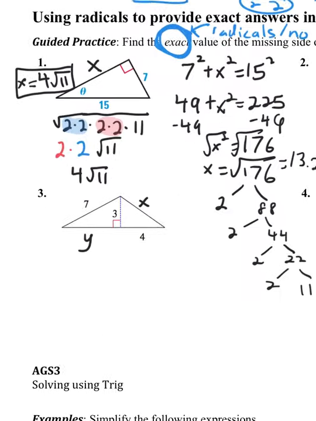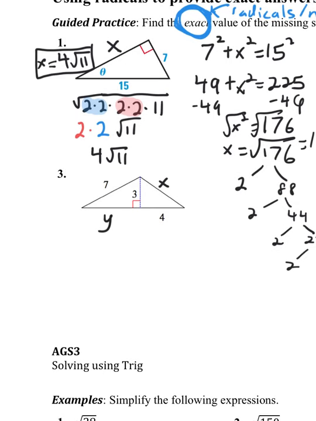Problem 3 here. I start with the smaller triangle. I've got a side length 3 and a side length 4. So I can say 3 squared plus 4 squared equals x squared. That's going to be 9 plus 16 equals x squared. 25 equals x squared. So when I square root both sides, I actually just get 5 for x. That's kind of nice.